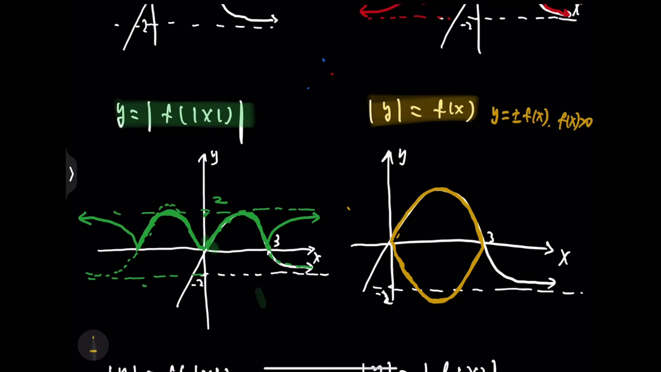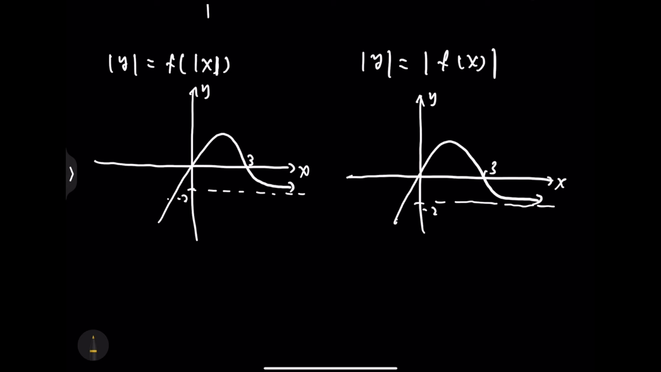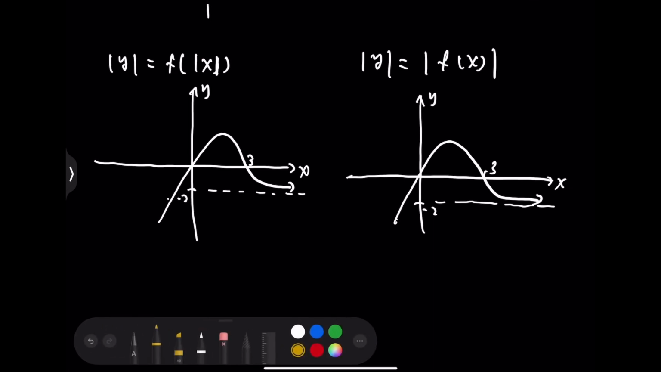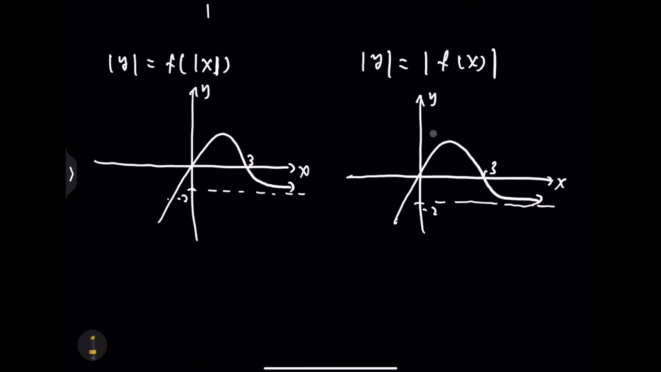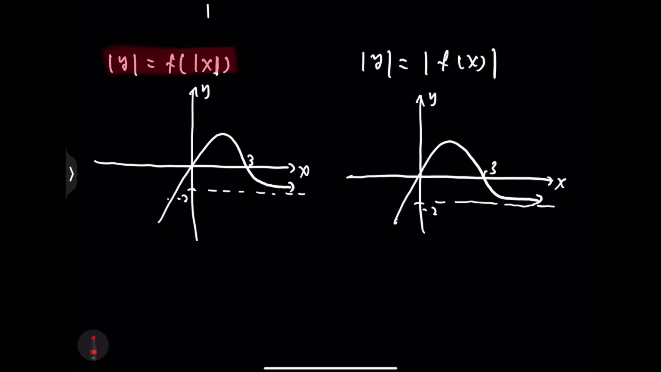Let's move on. Next one. I have two more here. As you can see, we have absolute value of y and absolute value of x in both. Both have absolute value of y, so we need to change it into y equals something. I'm going to do this one in red again. Firstly, you need to change it into y equals plus minus of f of absolute value of x.